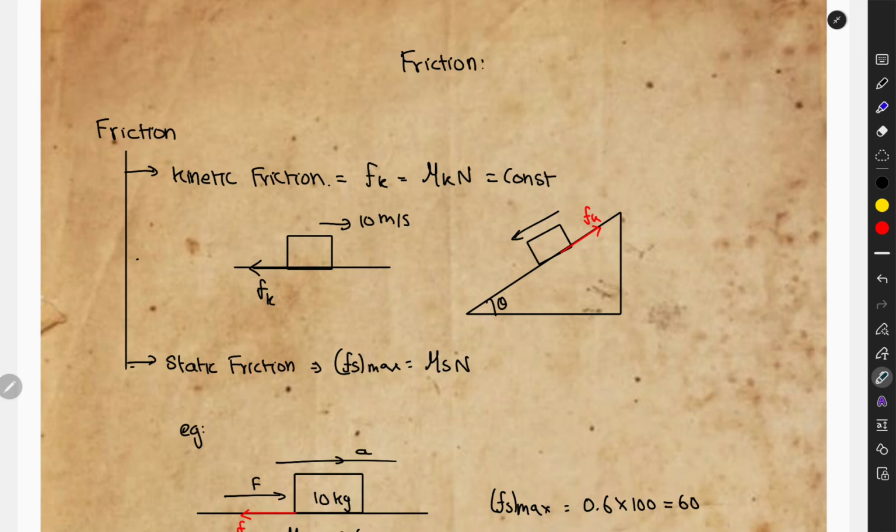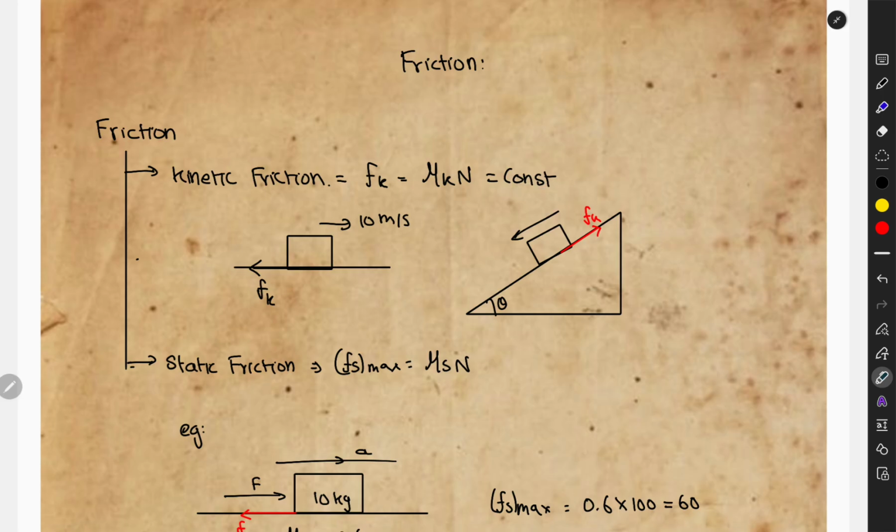Friction is divided into two parts: static friction and kinetic friction. We represent static friction as Fs and kinetic friction as Fk. Basically, in kinetic friction we will use a coefficient of friction, which is mu k multiplied by N, and it will be constant.